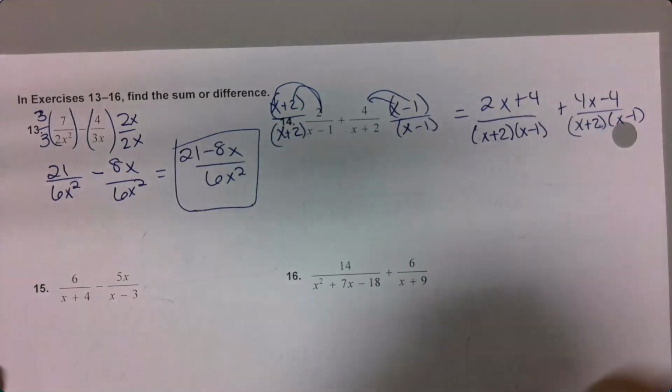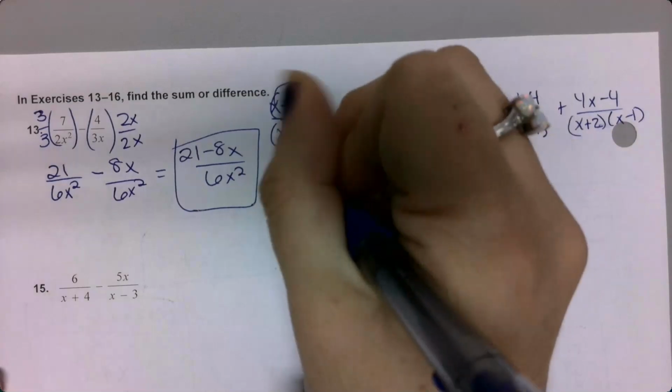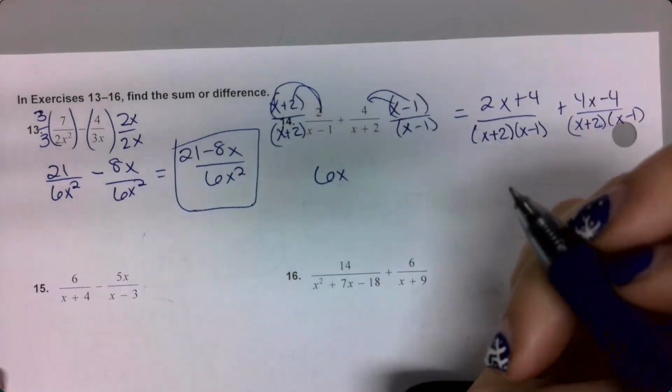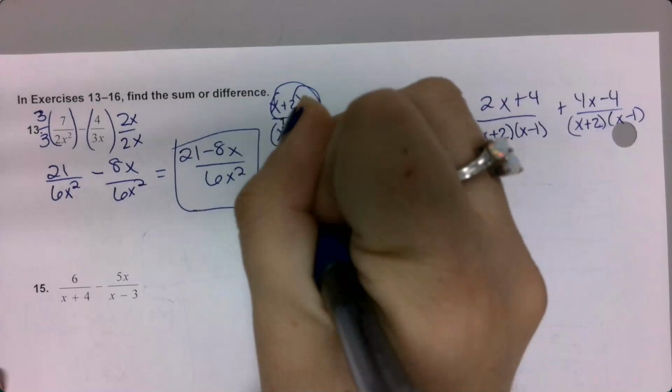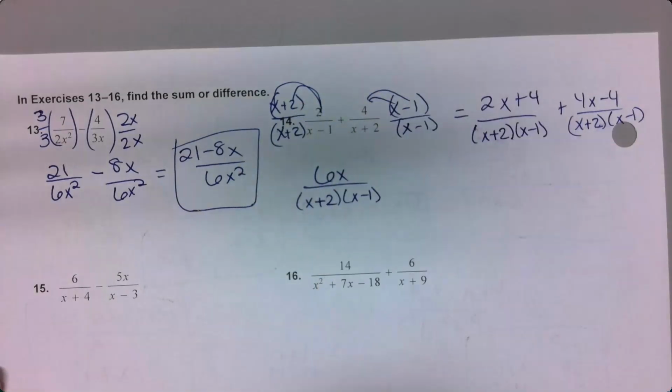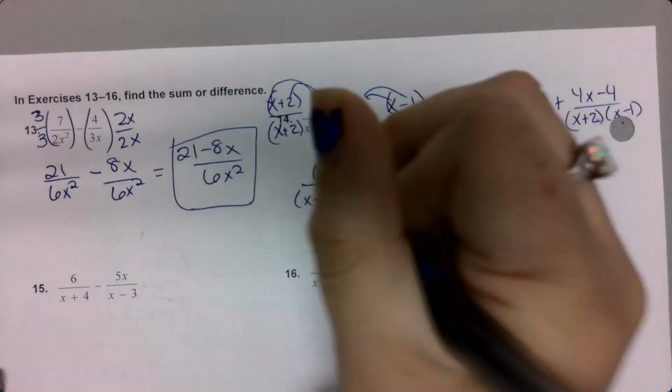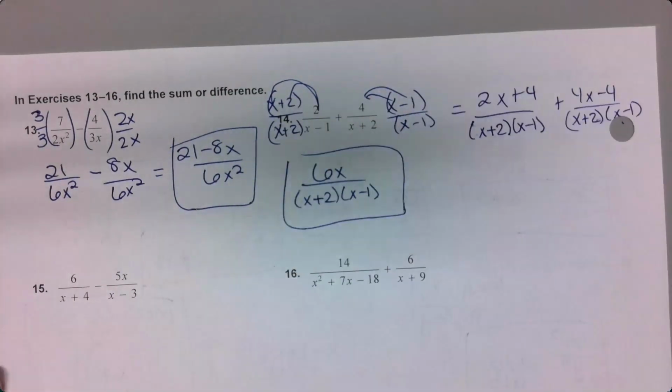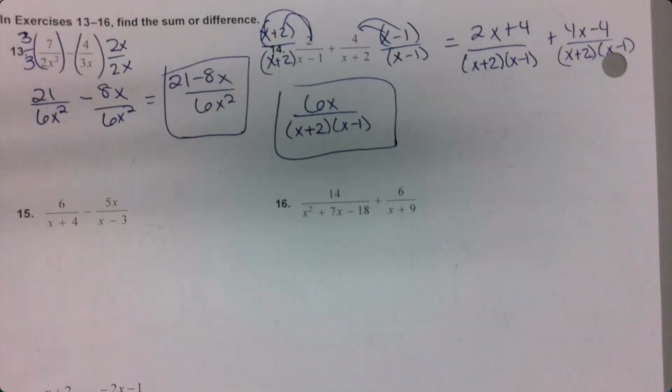Then I want to combine my numerators, so 2x plus 4x is 6x. 4 minus 4 cancels out. I'm going to have x plus 2 over x minus 1. I didn't cancel out any variables, and I can't factor anymore, so this is my final answer.